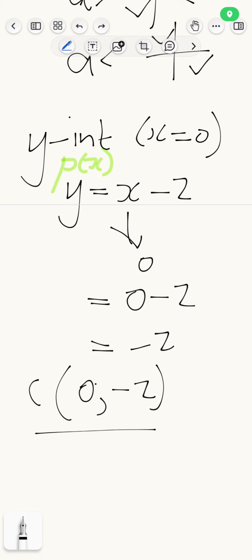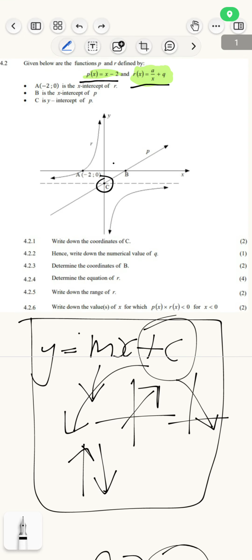Let's see what is next in our question. Write down the numerical value of q. So q, we spoke about it there. Q shifts the graph up and down. What we maybe didn't mention was, as much as q shifts your graph up and down for your hyperbola, q also tells you your horizontal asymptote. That's this one, horizontal asymptote, and your p value, which we did refer to earlier, would be your vertical asymptote.